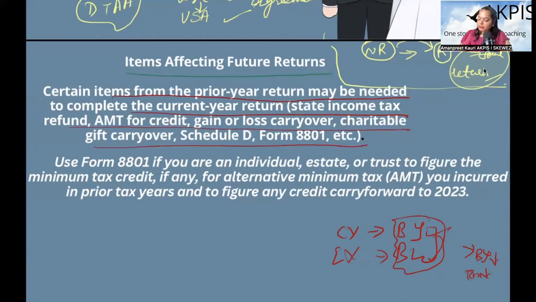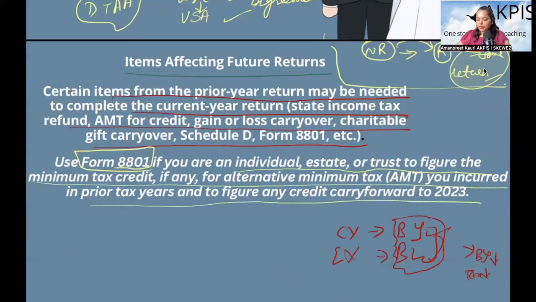There is one more form, that is form number 8801. Form 8801: if you're an individual, estate, or trust, to figure the minimum tax credit, if any, for alternate minimum tax incurred in a prior year tax return, to figure any amount carried forward to 2023. So that means if you carry forward any kind of credits from the previous year, you are supposed to file this form 8801. It doesn't matter whether you are an individual, an estate, or a trust. If you are claiming any kind of tax credit from the previous year, you are supposed to file this form 8801. Why is this form important?